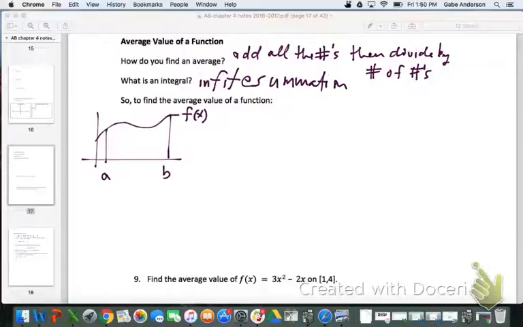So here is me adding up all the y values. Pretty simple. Integral from a to b of f of x dx. That adds up all the y values. But that's just the sum, though. We need to figure out how to divide by the number of numbers. There's an infinite number of them, so that's not going to work at all. Instead, what we do is divide by the width of the interval. For this particular interval, it would be dividing by b minus a.